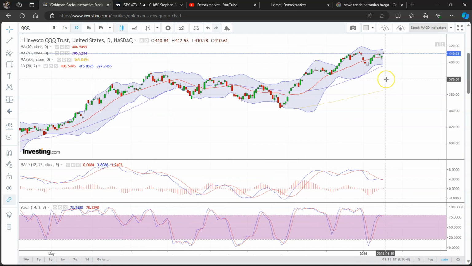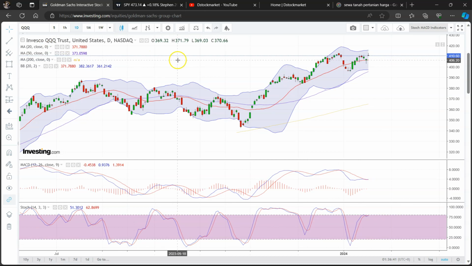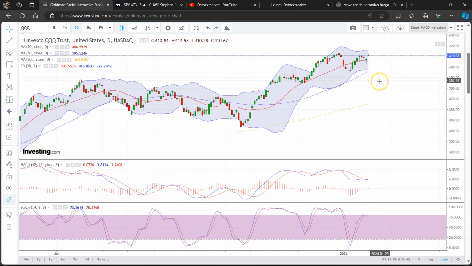So far there are no weaknesses yet in the three major indexes, except that based on what the MACDs and stochastics are telling us, there is a possibility of a decline, unless the market can ignore the signals around here.